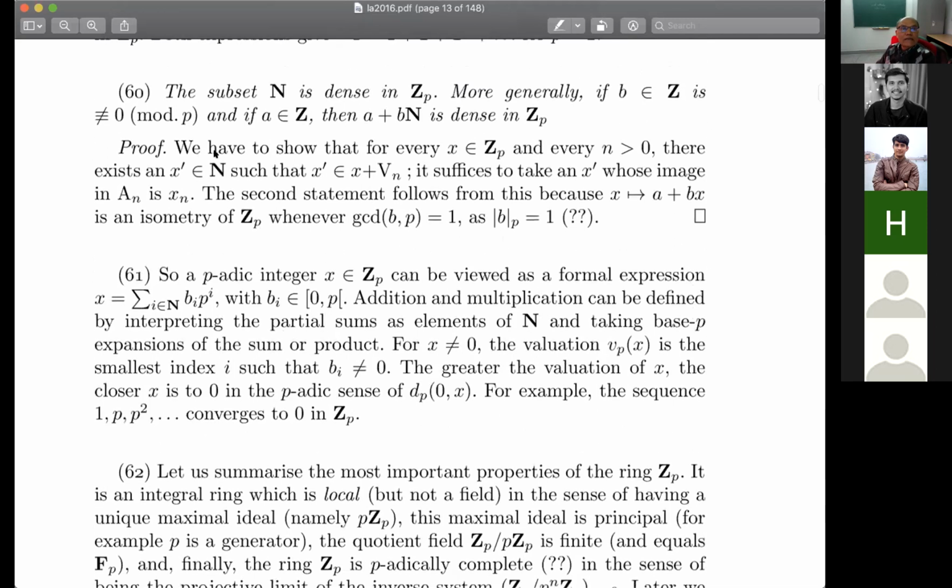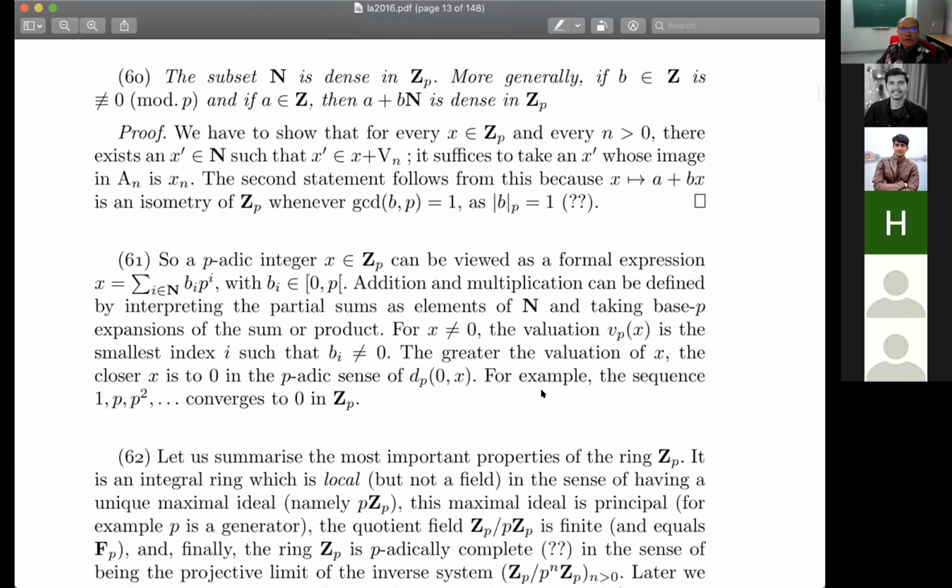And so the final thing is that the subset N is a subset of Z, which we have realized as a subset of Zp. So the claim is that Z is dense in Zp. In fact, I could take any b which is prime to p and any a in Z, then this sort of translated bN, a plus bN, is dense in Zp. So to show that something is dense, it's enough to show that for every n, its image in Zp modulo p to the n is the whole of Zp modulo p to the n. And that is what is being shown here.